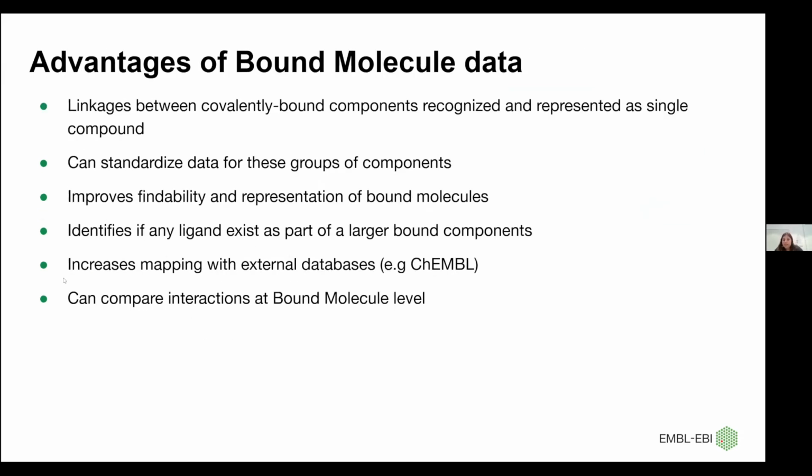Now, moving on to the advantages of defining these bound molecules. First of all, we can recognize all the covalently bound compounds and treat them as a single compound. This will help us in finding them and representing them. It can help us identify if a ligand is a part of a bigger bound compound. And of course, it will increase the mappings to external databases. Apart from identifying this, we can also standardize the data to represent these molecules. This also gives us a fair comparison of the bound molecules in a more biologically relevant environment.